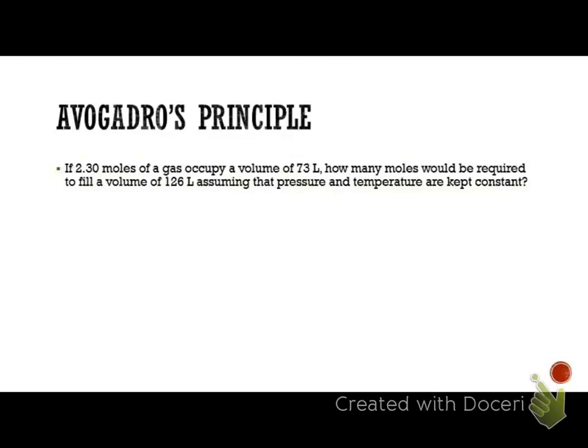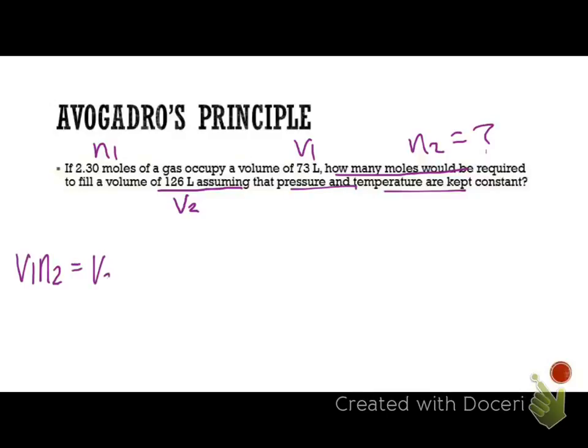All right, this time we have 2.3 moles, that's going to be our N1, occupies a gas at this volume, that's going to be V1. How many moles, that's what we're going to be looking for, are required to fill 126 liters, assuming that pressure and temperature are kept constant. Okay, so that's going to be V2. So let's go to this. V1 N2 equals V2 N1. We are solving for V2, so it should look like this when we isolate. V2 is equal to V1 N2 over N1.